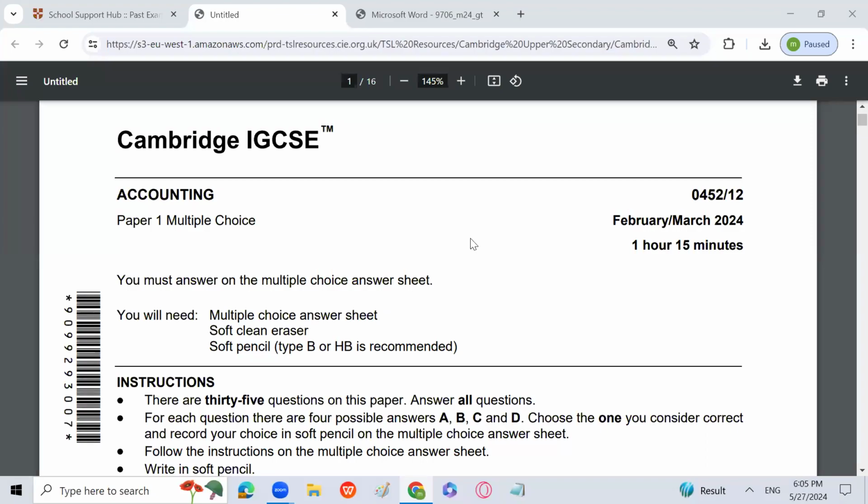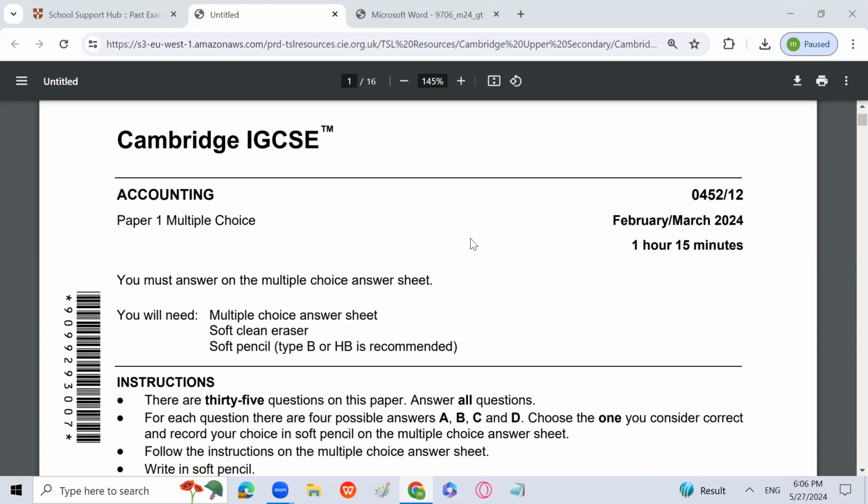So today we are going to do the MCQ paper for O Levels Accounting and for IGCSE Accounting 0452 and O Levels 7707. This paper came in February/March 2024, variant 1-2. But you remember that in O Levels we don't have a February/March variant. We have the February/March variant only in IGCSE. So we are going to solve that February/March paper of 2024.